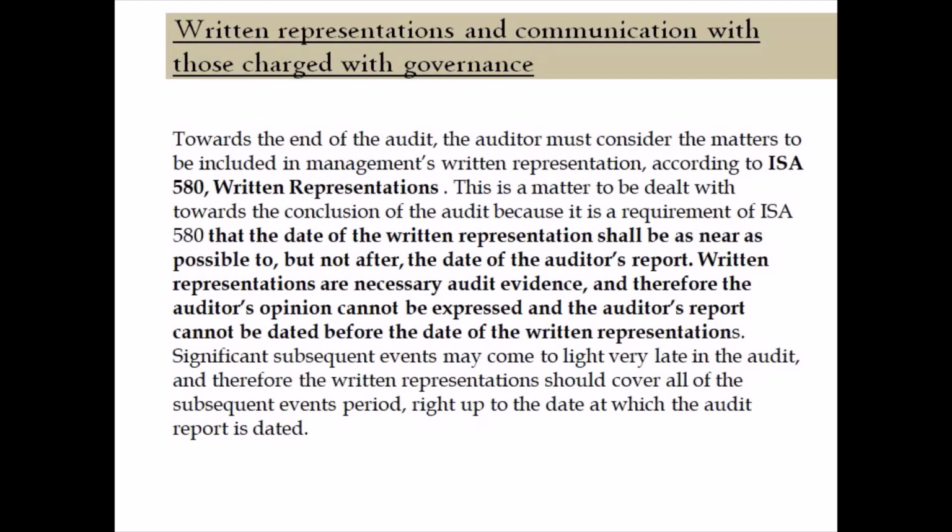So, written representations and communication with those charged with governance. So, before we'll further discuss, let's first define unsa ning management representation letter. Kaning management representation letter is a letter written by the management to the auditor confirming all the representations made to him during the course of his audit. So, nagapamatuod ni sa mga inquiries ni auditor kay management.